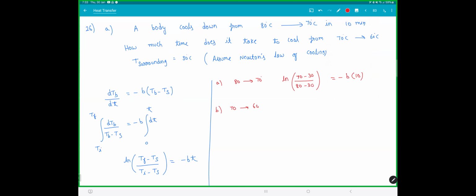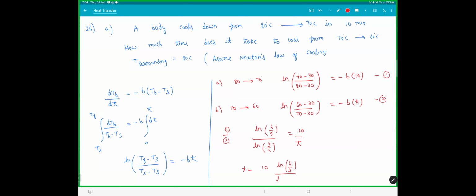When you go from 70 to 60, ln of (60 minus 30) by (70 minus 30), time we don't know. Divide them. This is 1 and this is 2. If you divide, you can just shift the minus sign or divide 1 by 2. This would be ln 4 by 5 by ln 3 by 4 is equal to 10 by t. So we get time is equal to 10 times ln 4 by 3, multiplying numerator and denominator with a minus sign, divided by ln 5 by 4.